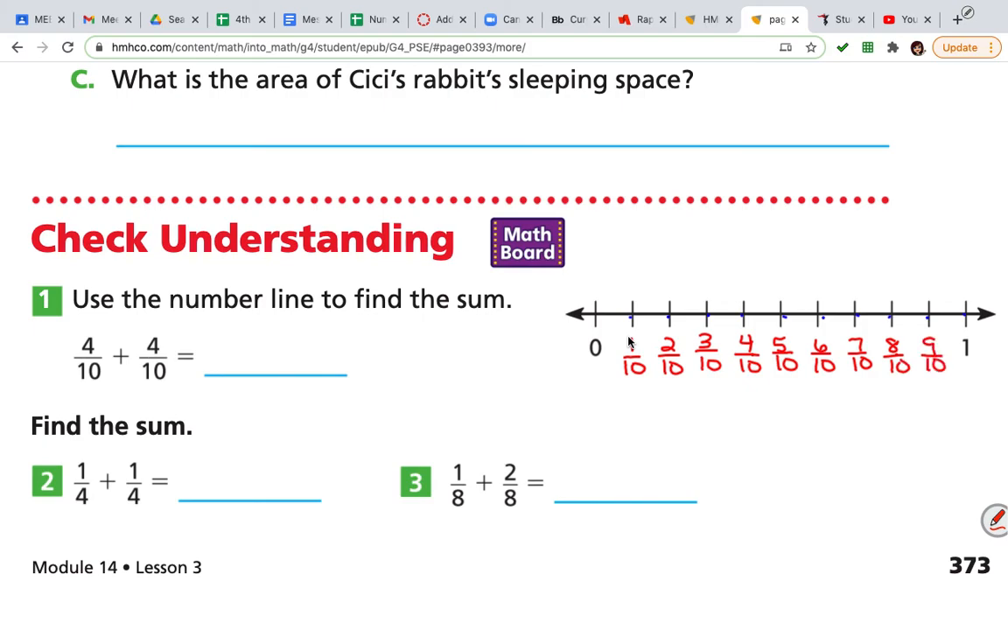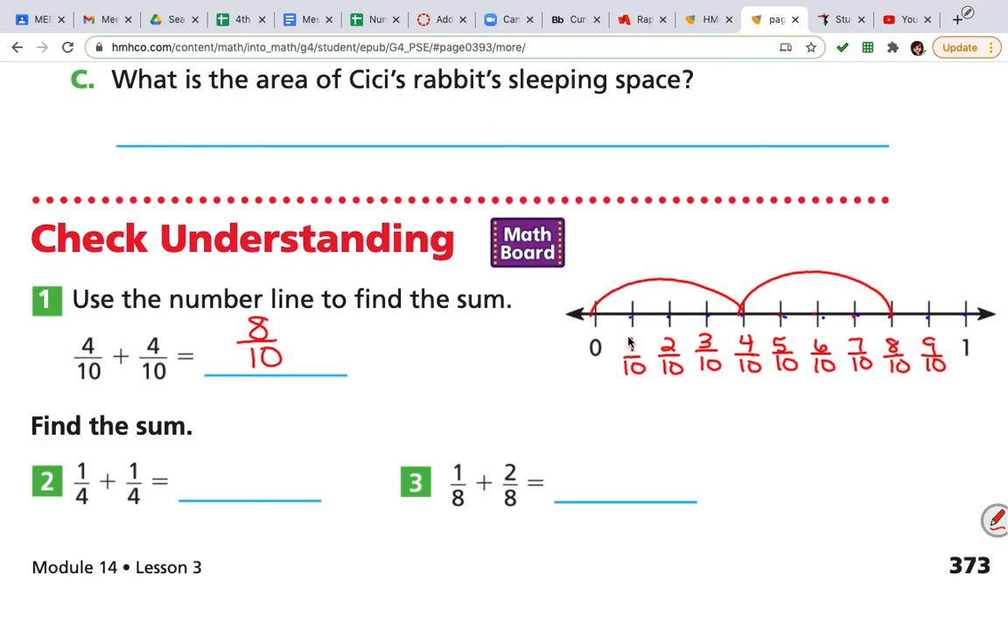that's fine, as long as you don't make a mistake counting them. So we're going to start at 0 and jump 4/10. Then we're going to do another 4/10. So 1, 2, 3, 4, we're going to end right here. Another 4/10. 4/10 plus 4/10 equals 8/10.